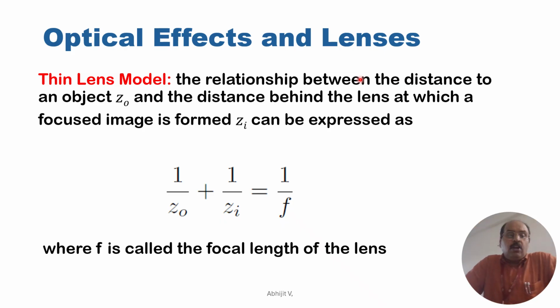So let's consider the relationship between the distance to an object, known as z0, and the distance behind the lens at which a focused image is formed, that is zi. It can be expressed as 1 by z0 plus 1 by zi is equal to 1 by f, where f is the focal length of the lens.